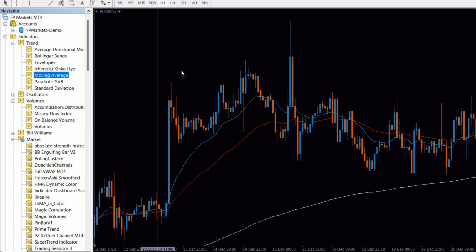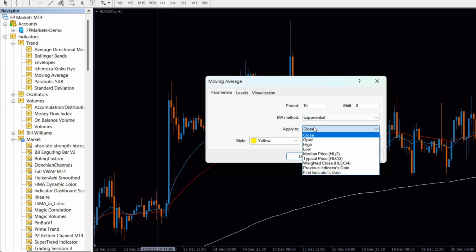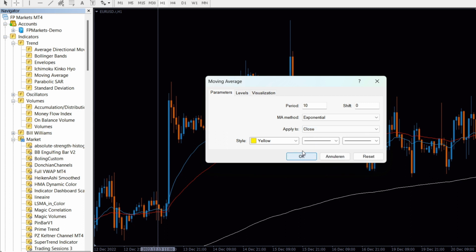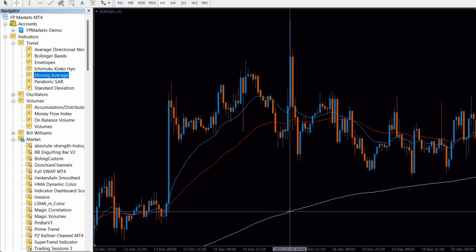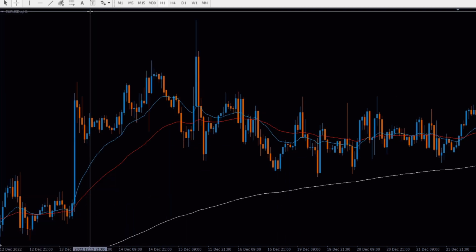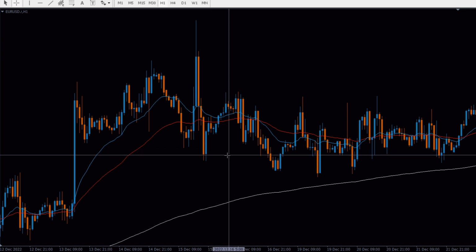I click on it and I drop it over here, and I can use a specific period, a moving average method: simple, exponential, smoothed, linear weighted, and also I can change this over here. I always use the close, and then you click on OK. For now I use the 20 and the 50, and I use a third one, which is the 250 exponential moving average. So what is a moving average crossover strategy?